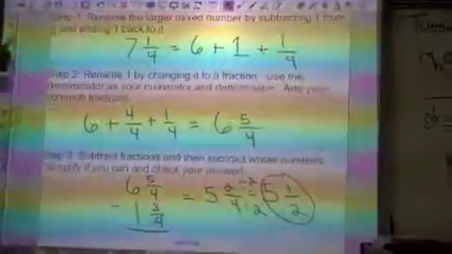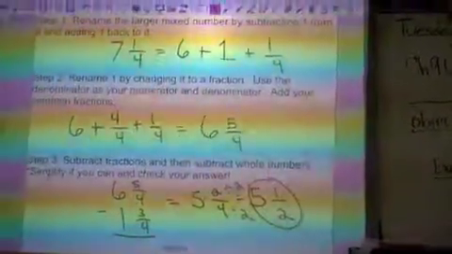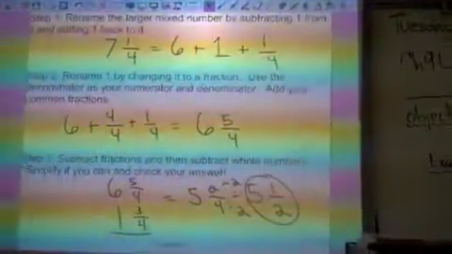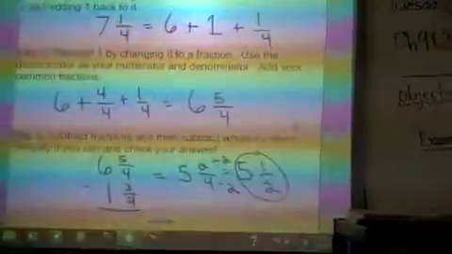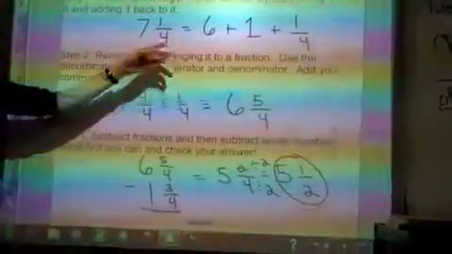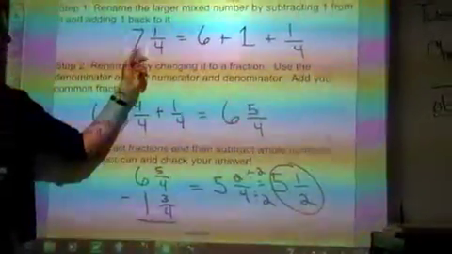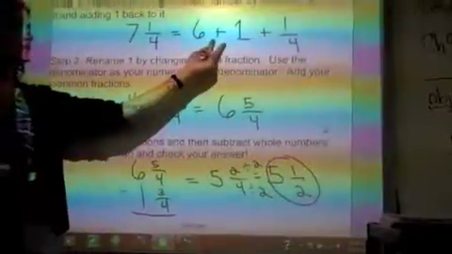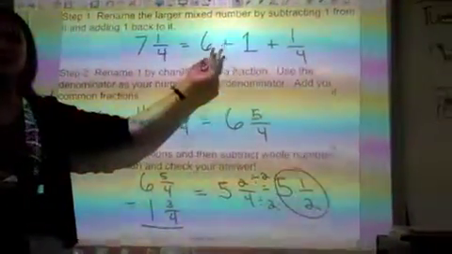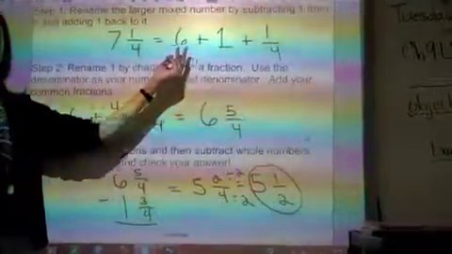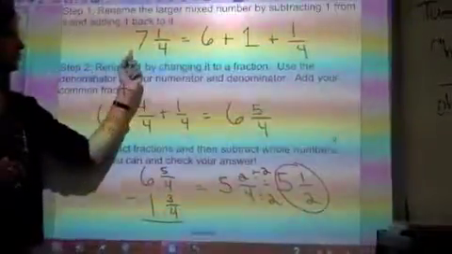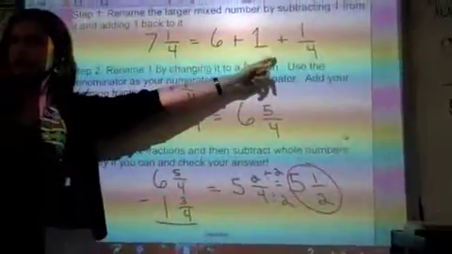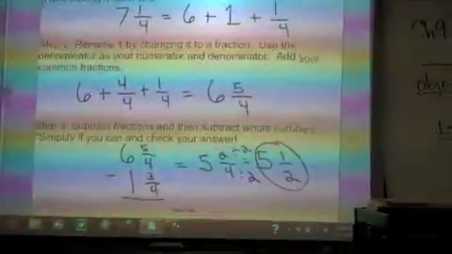Now, up on the smartboard we have the steps. Step 1 is very much like yesterday's step 1. Step 1 is to rename the larger mixed number by subtracting 1 from it and adding 1 back to it. And the reason why we subtract 1 from 7 and add 1 back is that we still need it to be a value of 7. So that's very similar to yesterday. Alex, are you keeping up with the steps? Okay, keep writing. So we have 6 plus 1. That's still going to give us 7, and we're still keeping our fraction of 1/4. So that's all still together.